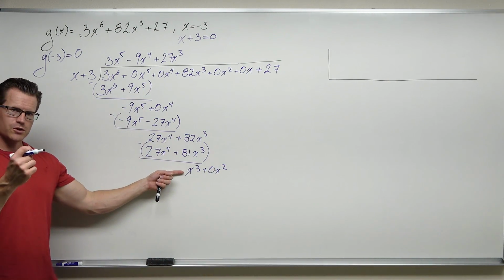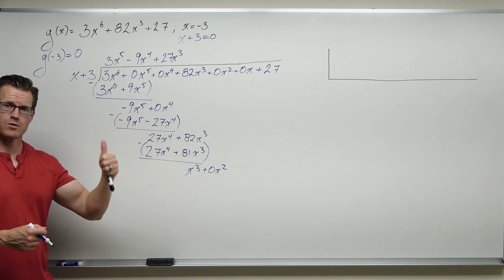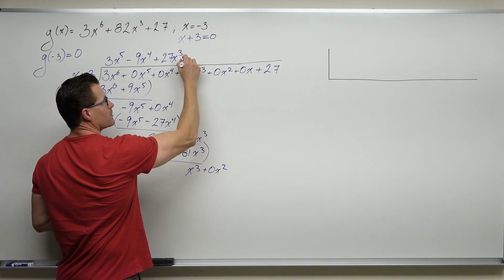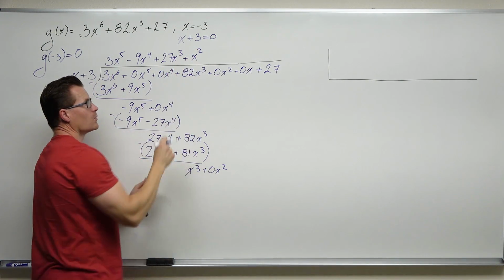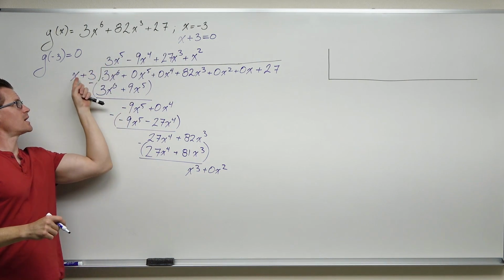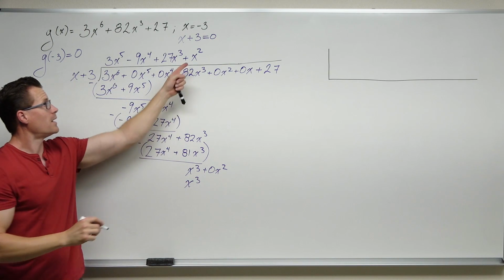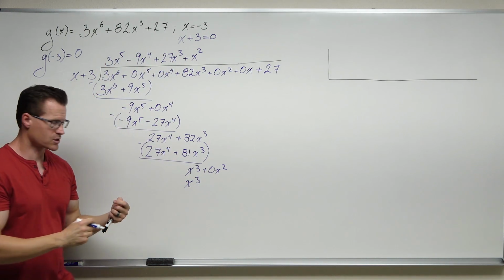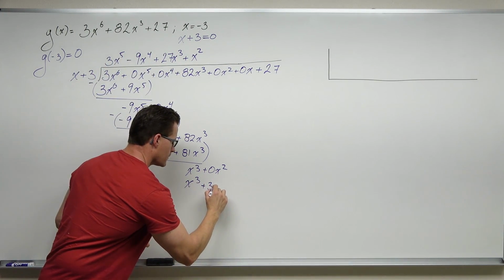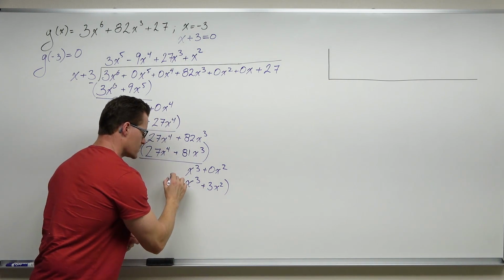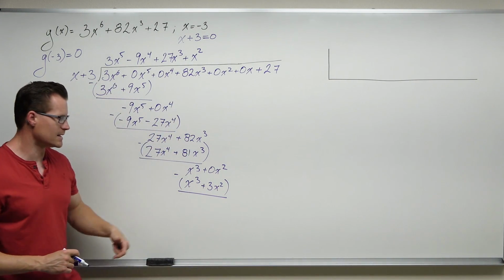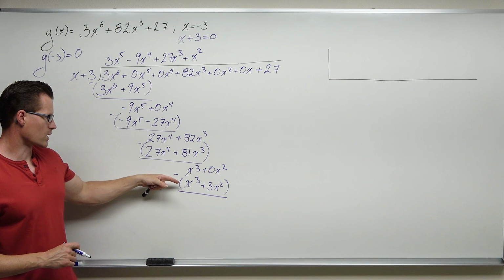X cubed, that's our first term, divided by x, that's our first term of our divisor, is positive x squared. When I distribute, we get x squared times x is x to the 3rd. X squared times 3 is 3x squared. We put our parentheses, we do our subtraction. We're getting a little tedious here, but that's okay. It's going to work out well.